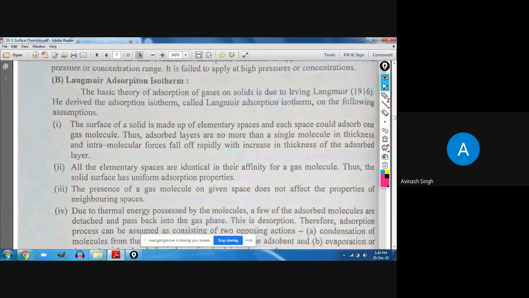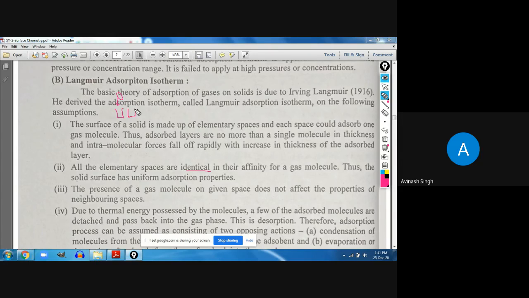The surface of a solid is made up of elementary spaces, and each space can adsorb only one gas molecule. That is the assumption. This is a room; how many gas molecules will sit in one room? Only one. All the elementary spaces are identical. Is this clear? Third, the presence of a gas molecule on a given space does not affect the property of the neighboring space.